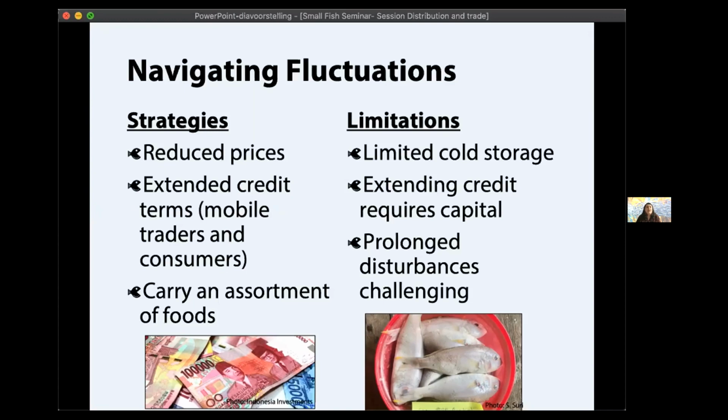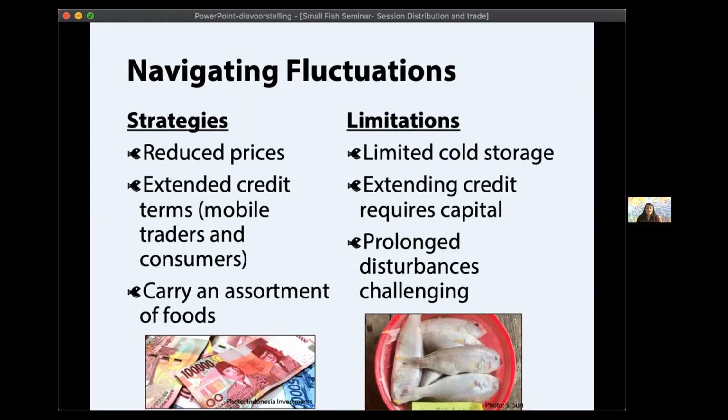This mix of fish allows them to meet a range of price points. But again, there's no guarantee that everything will sell. Though fresh fish can be sold as fresh for several days, the price and quality both decrease. And then some fluctuations or shocks extend longer than traders can buffer for.